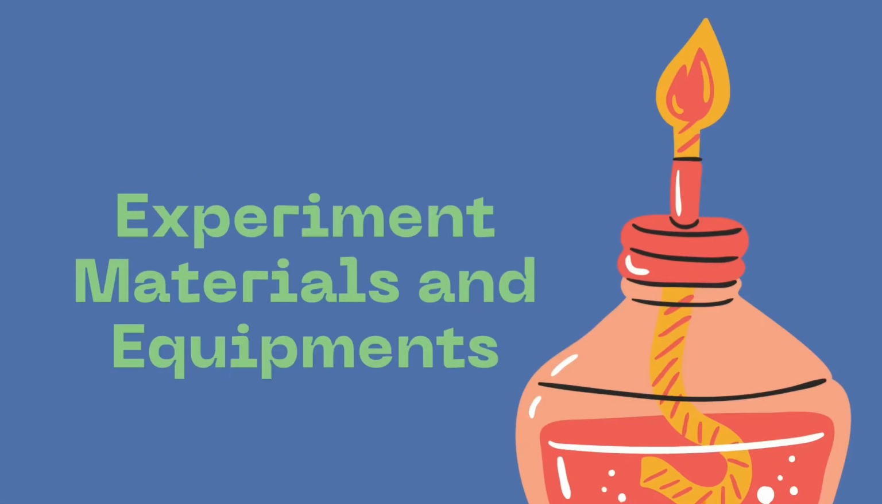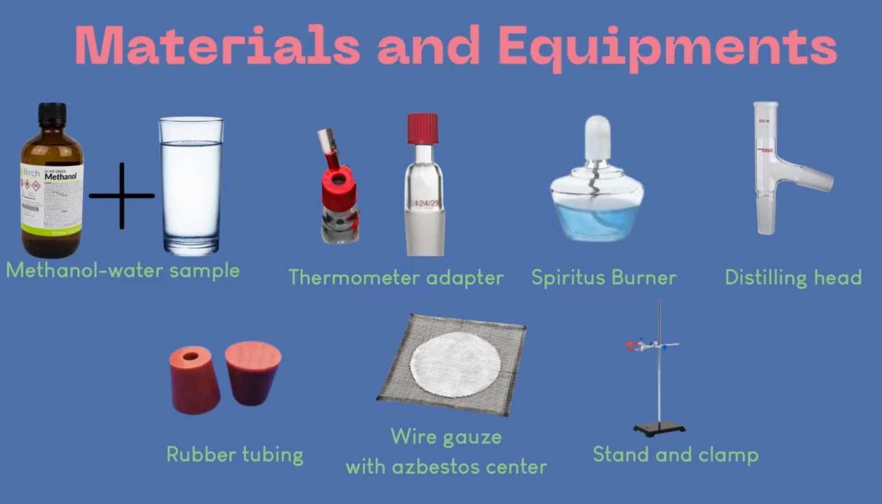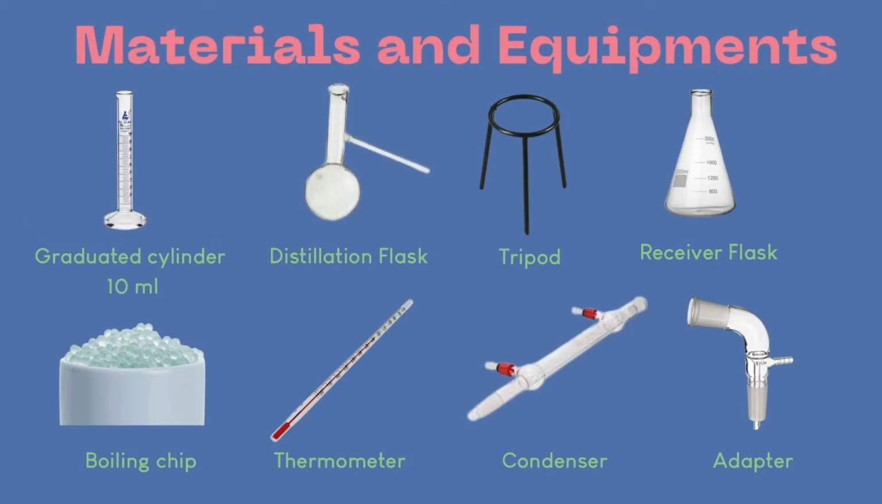The experiment materials and equipments are methanol water sample, thermometer adapter, spiritus burner, distilling hat, rubber tubing, wire gauze with asbestos center, stand and clamp, graduated cylinder 10 ml, distillation flask, tripod, receiver flask, boiling chip, thermometer, condenser, and the last is adapter.